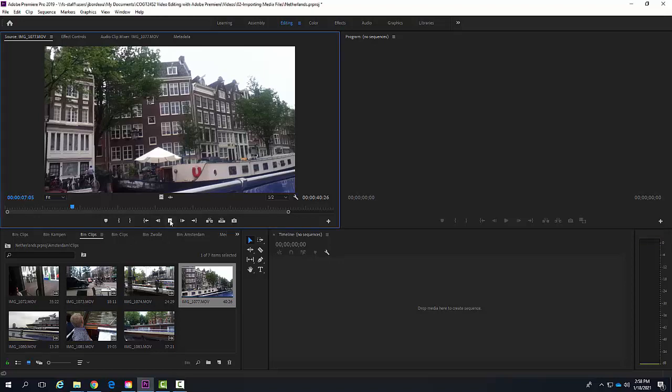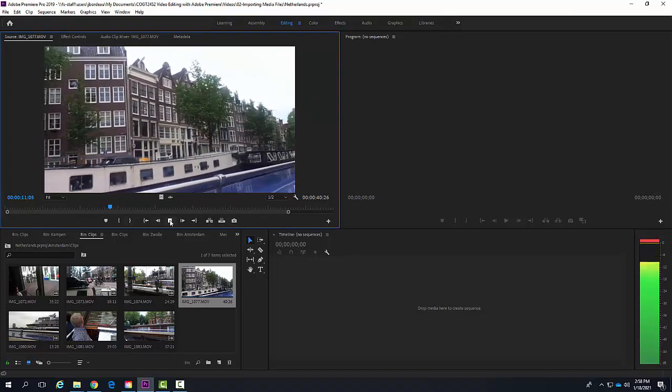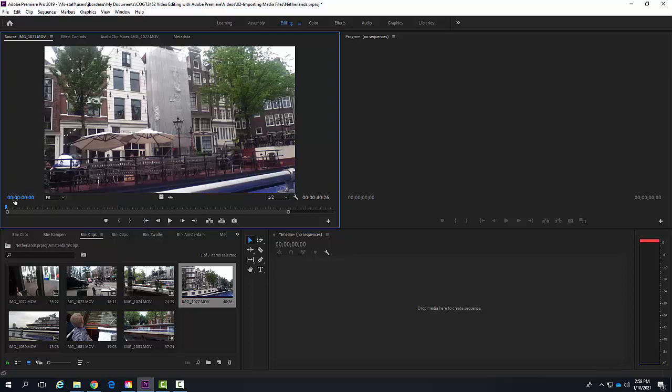So if I move this along, now I'm at 11 seconds and 17 frames. Now, you don't always have video that starts at the very beginning of the source media. So if I came down here and said go to the end, that would be at 0, 0. We don't always use the whole thing.